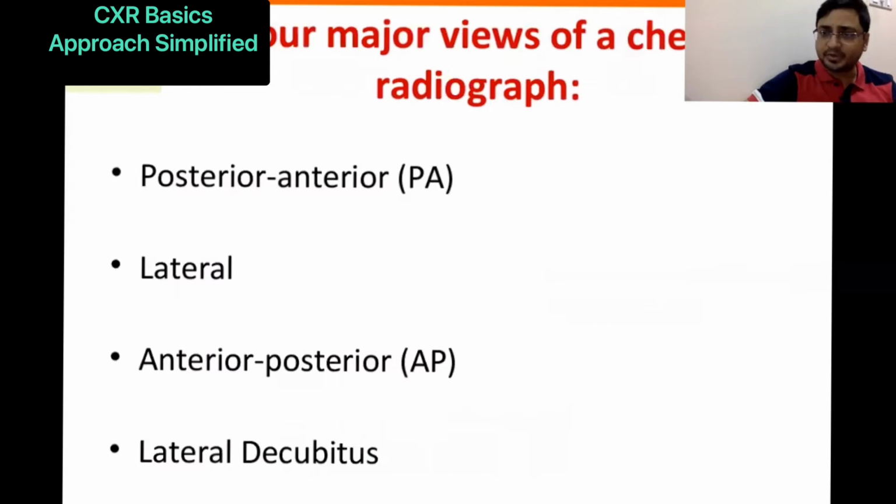So the four major views of the chest X-ray are the PA view, which we call the posteroanterior view; second, the lateral view; third, the AP view; and the lateral decubitus view.